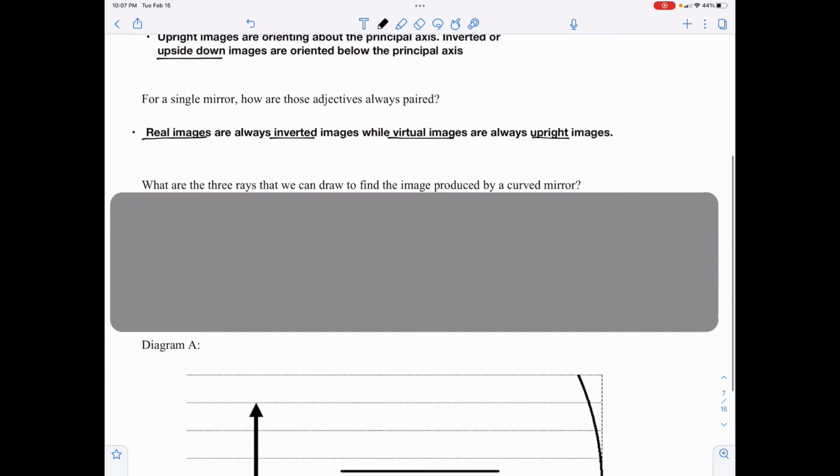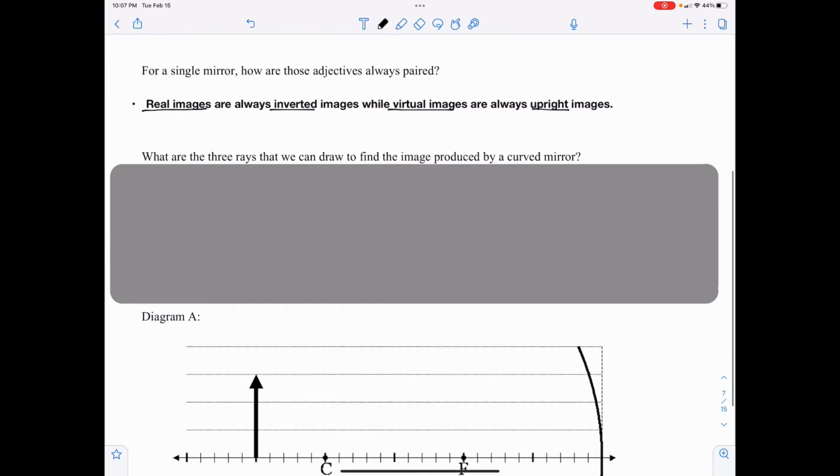What are the three rays we can draw to find an image produced by a curved mirror? So we're going to begin to learn how to draw what are called ray diagrams. All you need are two rays to intersect in order to form an image. I'm going to give you three rays. However, only two of these rays actually need to be used in practice. Okay, here we go.